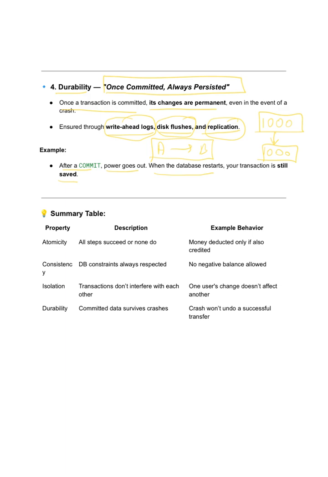Now let's summarize this in detail. What does atomicity mean? It means all steps succeed or none succeed. The example was money deducted only if also credited, right? We discussed this example. That means debit will only happen when credit happens. Consistency means DB constraints are always respected. The example was you will never get a negative balance. The third was isolation. Transactions do not interfere with each other. One user's change does not affect another user's change, right?